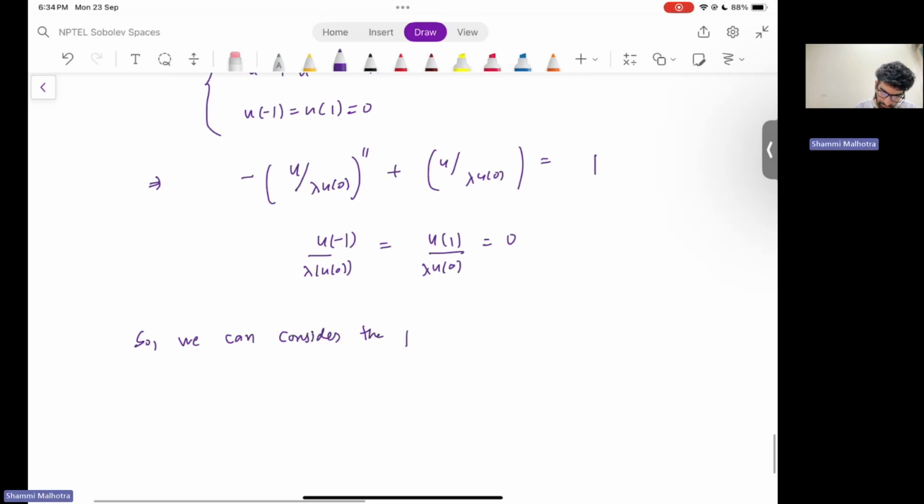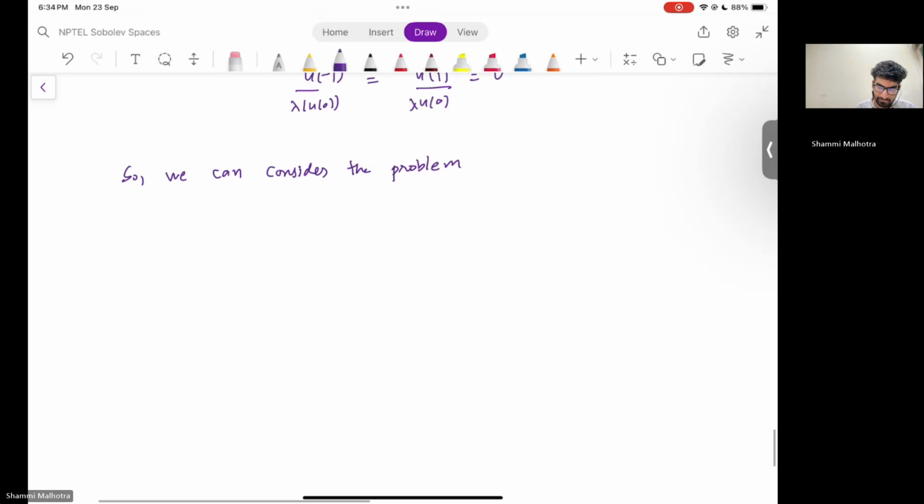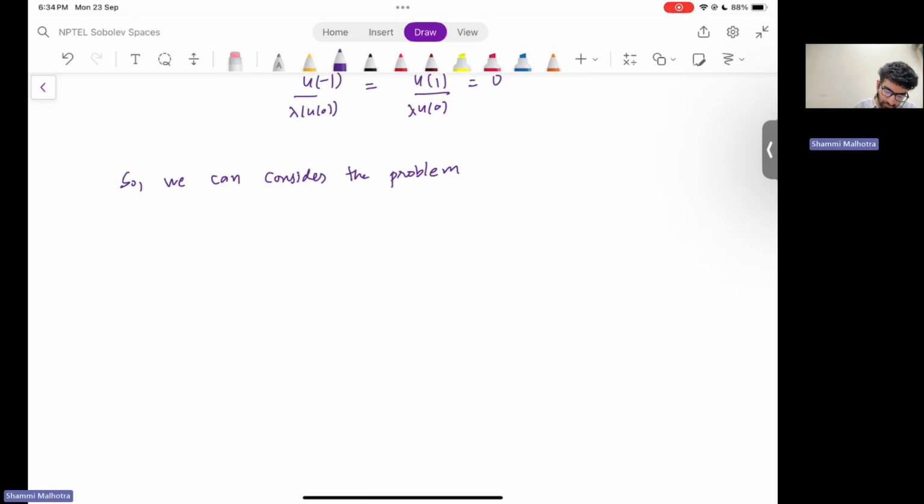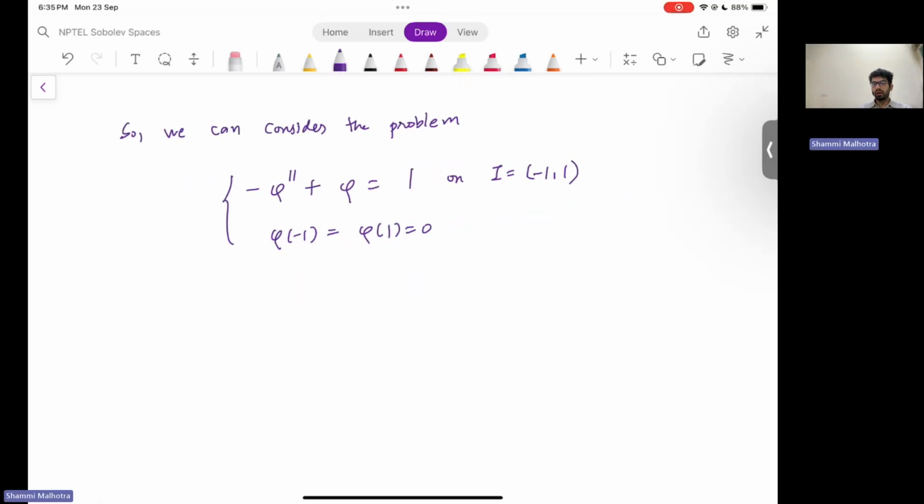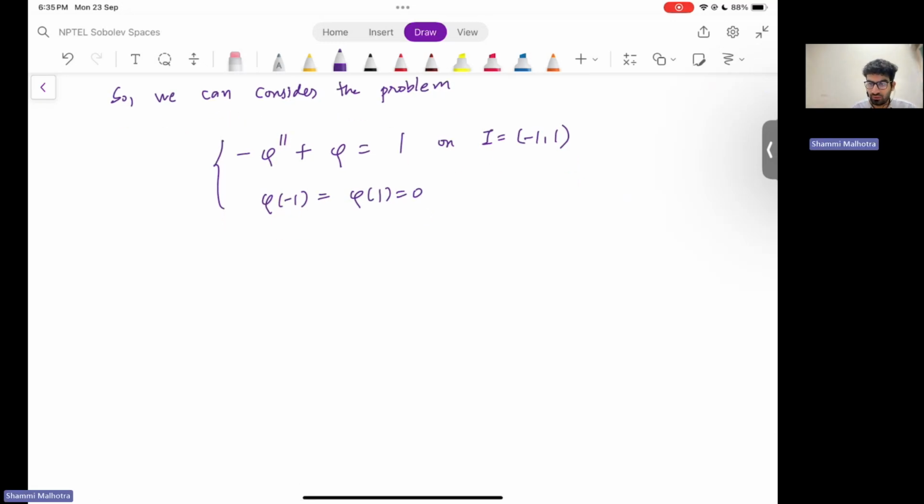So we can consider the problem minus phi double dash plus phi equal to 1 on I, the interval minus 1 to 1, with phi(minus 1) equal to phi(1) equal to 0. Now we have this particular ODE, and again one can solve this. This is a non-homogeneous ODE, but we know the general solution can be written as the sum of the homogeneous plus a non-homogeneous solution.